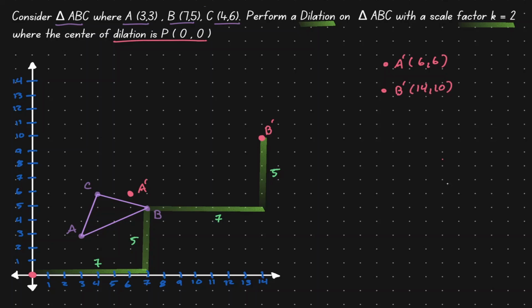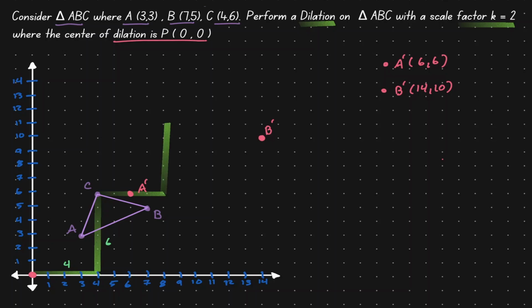So now let's repeat the same process, but now for point C. Instead of looking at the diagonal distance, let's look at the horizontal distance, which has a value of 4, and let's look at its vertical distance, which has a value of 6. So from the center of dilation, we are moving 4 units to the right and 6 units up. So let's repeat that movement, but now starting from C: 4 units to the right and 6 units up. And we're going to find our new coordinate point. Let's call it C prime. Notice its location, 8, 12.